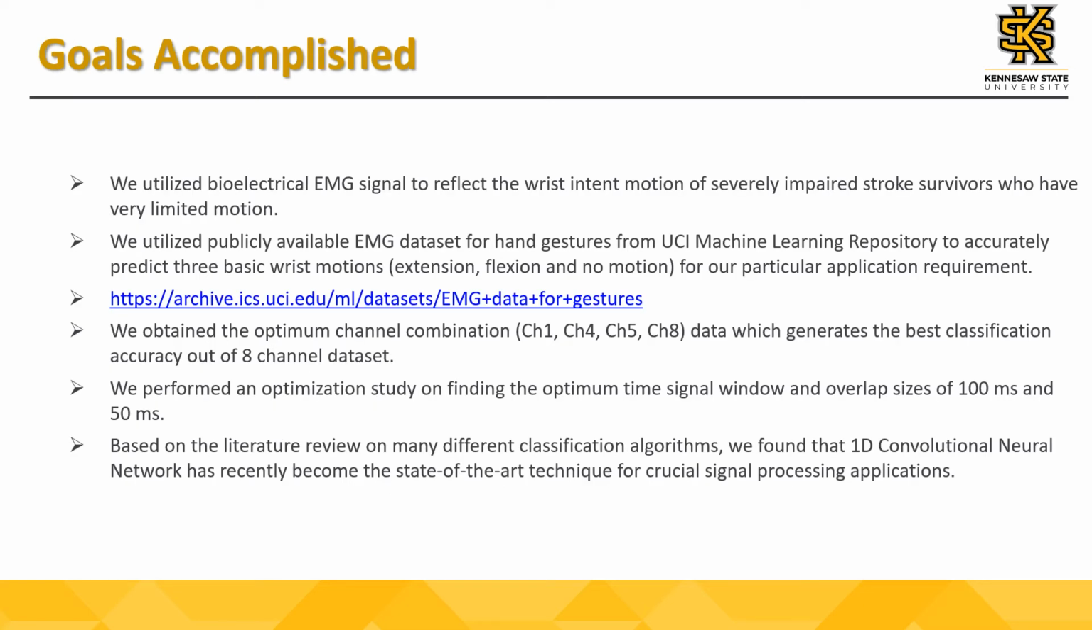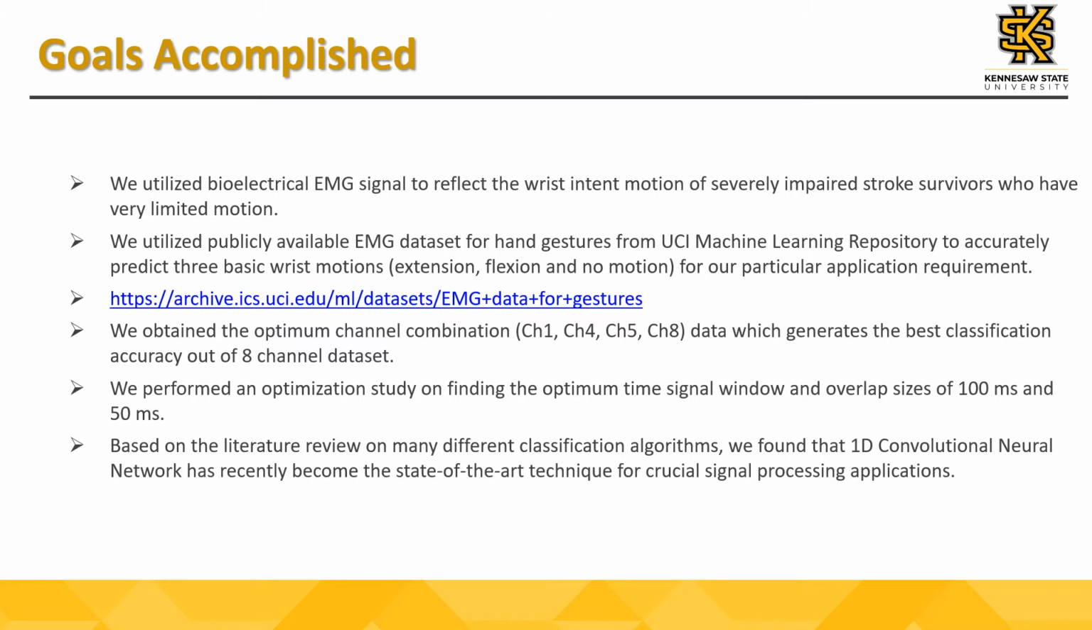We utilized a bioelectrical EMG signal to capture the wrist intent motion of severely impaired stroke survivors who have very limited motion. Since this is an application-based project, we utilized a publicly available EMG dataset for hand gestures from the UCI machine learning repository to accurately predict three basic wrist motions: extension, flexion, and no motion. This particular dataset uses the MyoArm device to collect data from 8 channels.